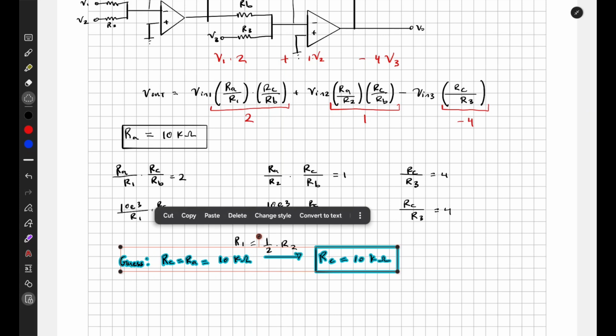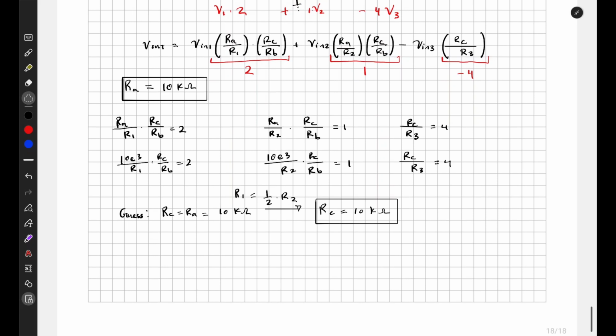Another thing, to repeat what we have been doing, is we plug in the 10 kilo ohms for the places. So on this first equation, 10E3 multiply 10E3 divided by R1 RB is equal to 2. The second equation, 10 kilo ohms divided by R2 multiply 10 kilo ohms over RB. And then the last one is 10 kilo ohms divided by R3 is equal to 4. Okay, so we can solve for R3 now.